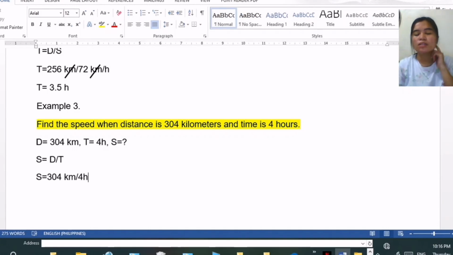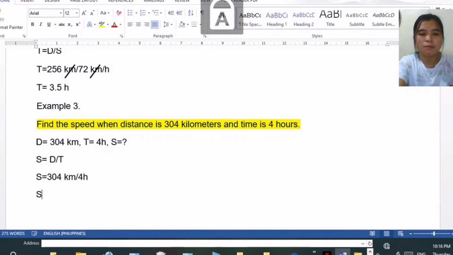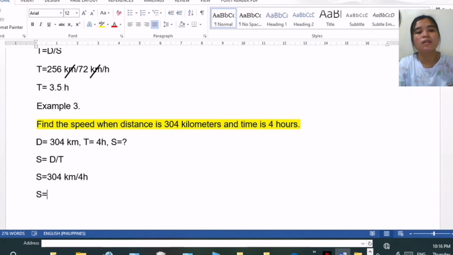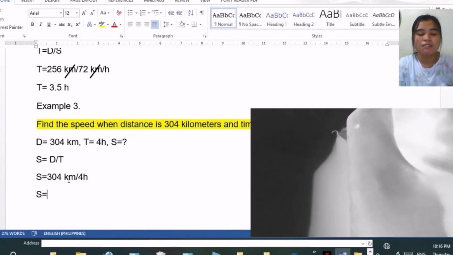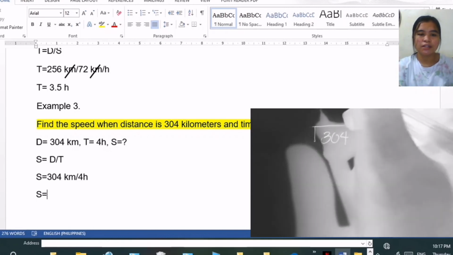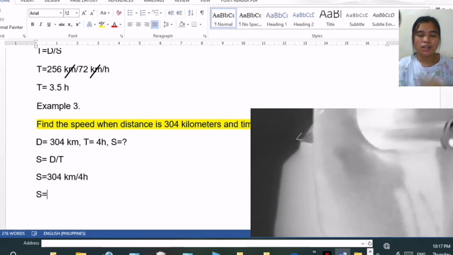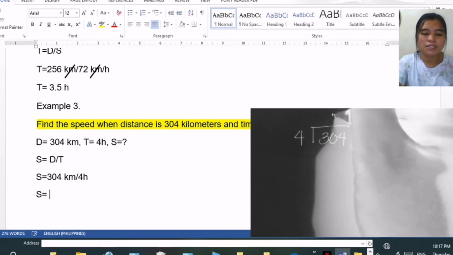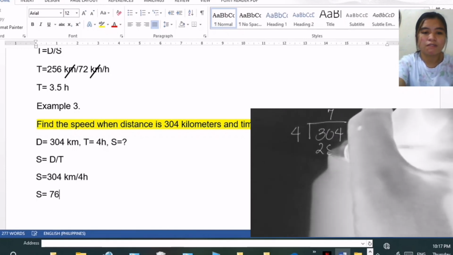We just substitute the given. Since our D is 304, it becomes 304. And our time is 4 hours, so it becomes 4 hours. Then just copy S or the speed and then equal. Let's divide 304 divided by 4. I will show you the solution here. The answer for this will be 76.